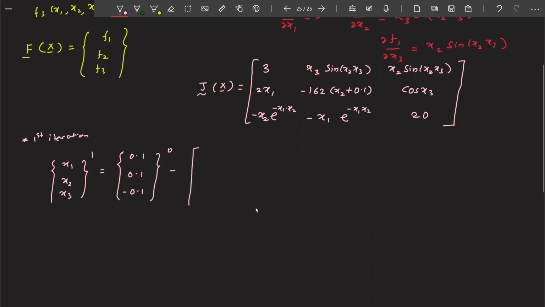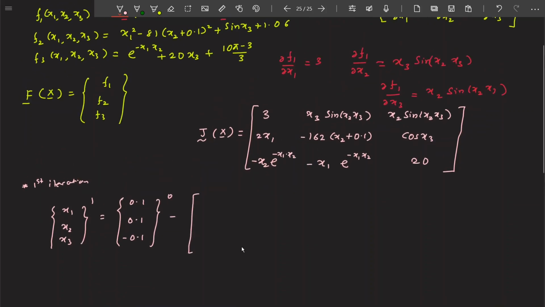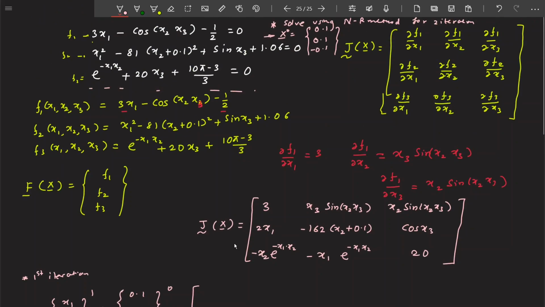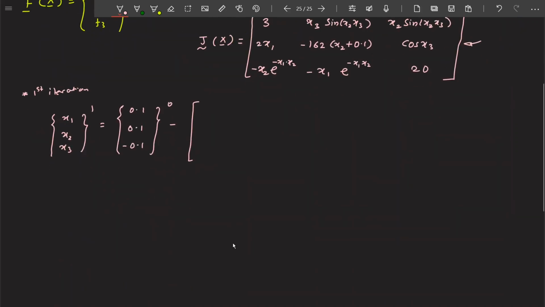Okay, now what you're going to do here is find out the Jacobian by substituting the initial values. That means you're going to substitute these values in this Jacobian. So this is going to be 0.1, this is going to be 3, this is going to be minus 0.1 into sine of 0.1 into 0.1, x2 is going to be 0.1 sine 0.1 into minus 0.1 and so on. So you have to substitute the values and find out the value.